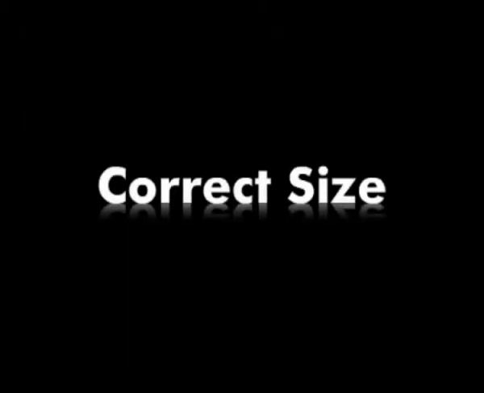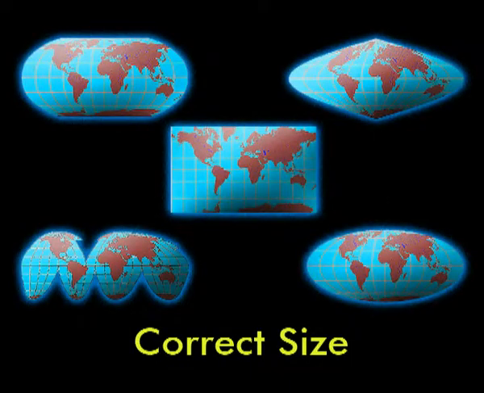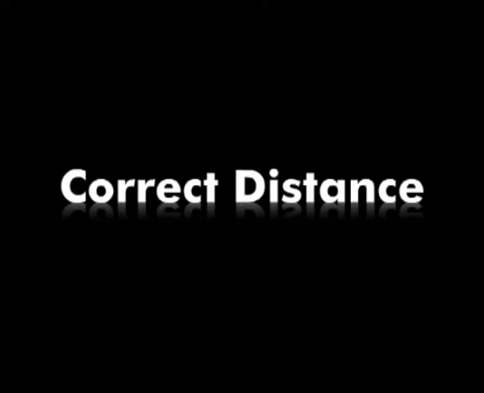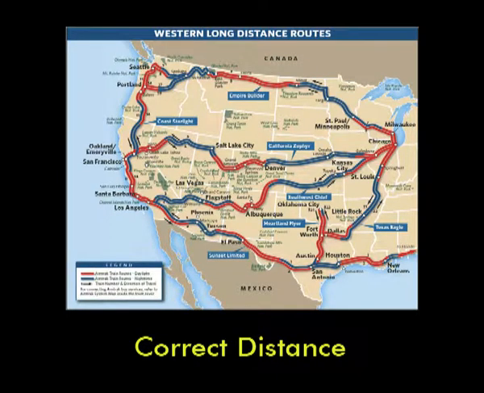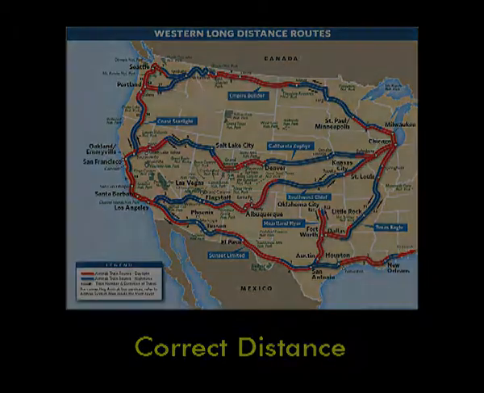Correct size. Maps that do not distort size are called equal area maps, which show relative sizes correctly. These distort shapes, and are good for data representation. Correct distance. Maps that show correct distance are called equidistant maps. It can never be a world map, and small areas have little distortion of distance.